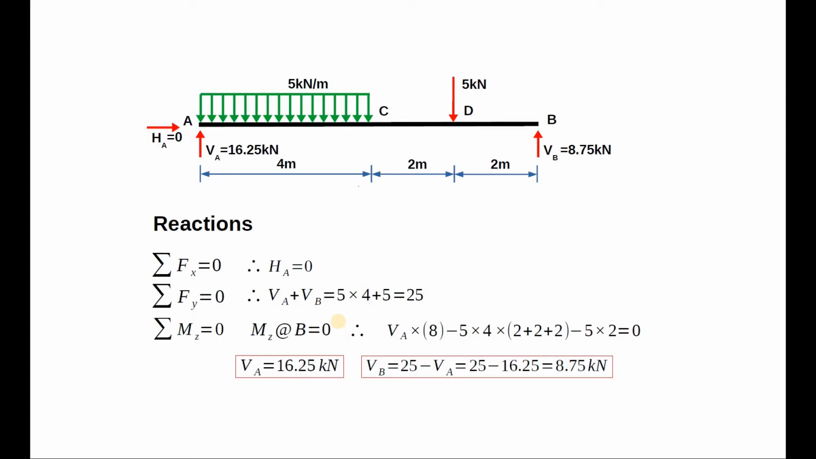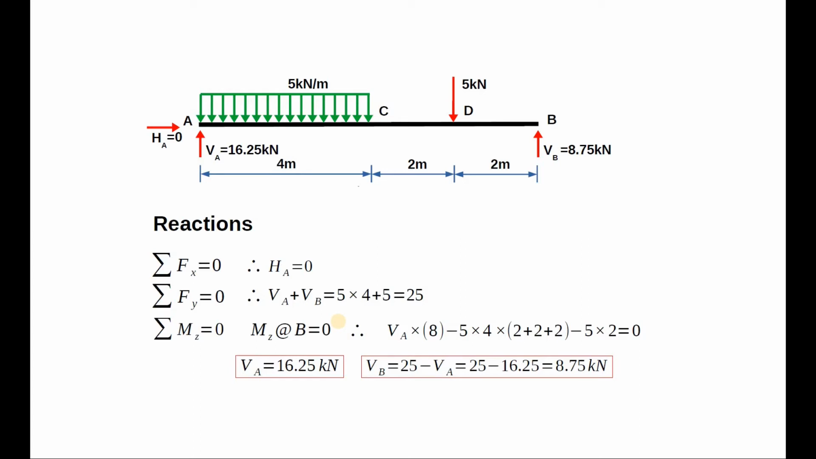The CG of this uniformly distributed load is exactly at the midpoint, which is 2 meters away from point C. Hence, the total perpendicular distance between the line of action of the total UDL, that is 20 kilonewtons, and point B is 6 meters. Lastly, we have our concentrated load as 5 kilonewtons, which is 2 meters away from point B. Hence, the moment is 5 into 2.